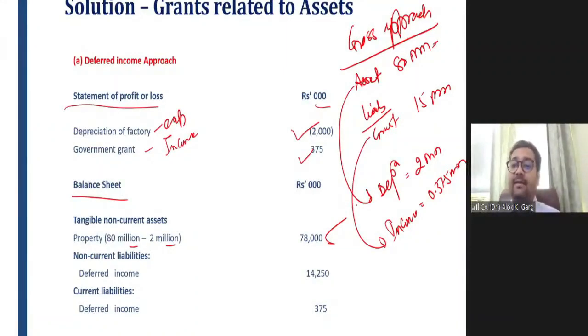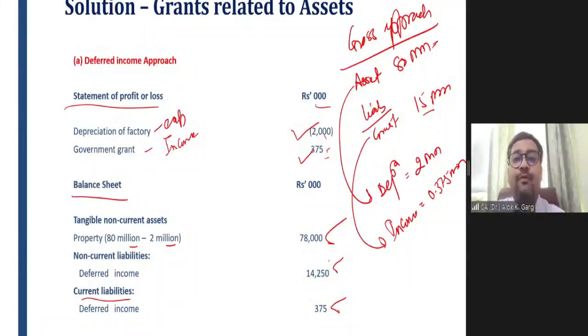And the remaining amount, 15 million, 1.5 crore minus 3,75,000, has to be shown as a liability, deferred government grant, deferred income. Again, this 3,75,000 will be amortized in the next year. So the amount which has to be recognized within 1 year has to be shown as a current liability, 3,75,000. And the remaining 14.25 million, 1.425 crores, has to be shown as a non-current liability.